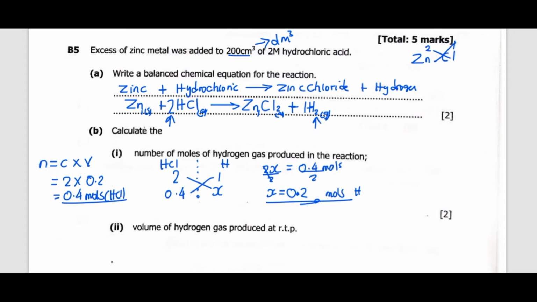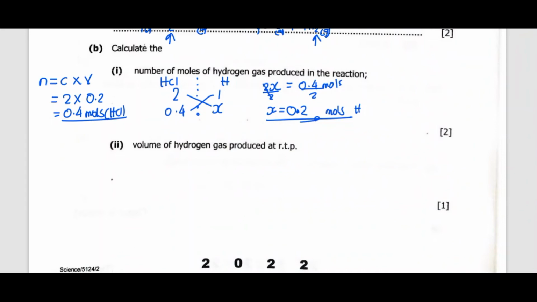Okay, so now let's look at Roman number 2. We want the volume of hydrogen gas produced at RTP. If we are given this condition, RTP, the molar volume is equal to 24 cubic decimeters. So what is the formula? Number of moles is equal to volume over molar volume.